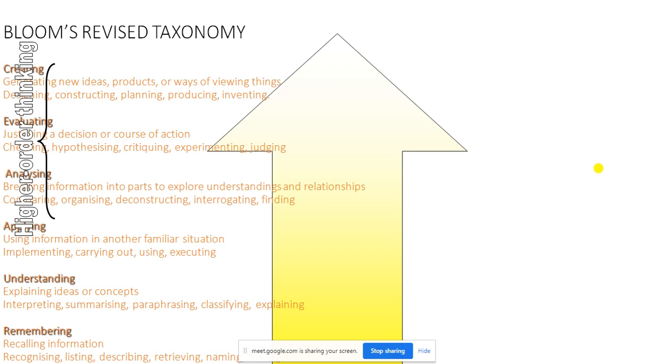And then evaluating. In evaluating, we are justifying a decision. Whatever we learn, whatever we understand, whatever we applied, we are going to take a decision on it. That is our higher order thinking in students, where they develop their ideas. And the last is creating. Creating is where students can generate their ideas about any products or ways they are thinking, the way they are planning.